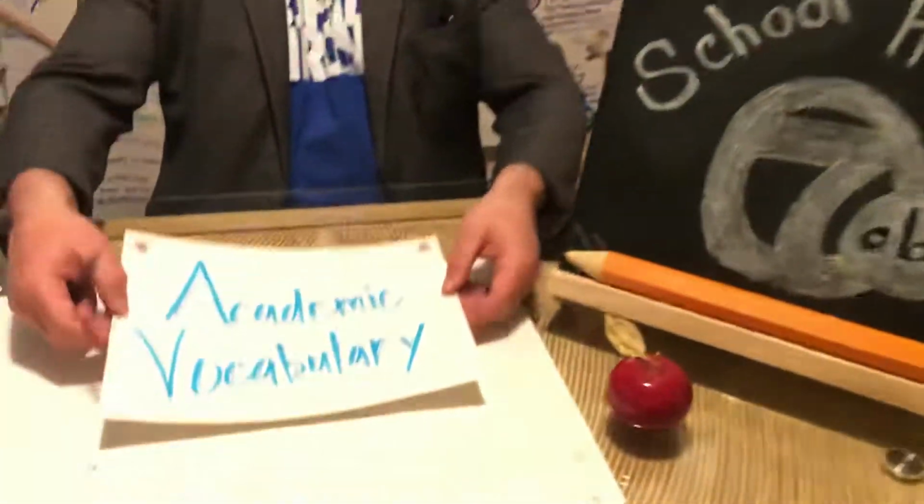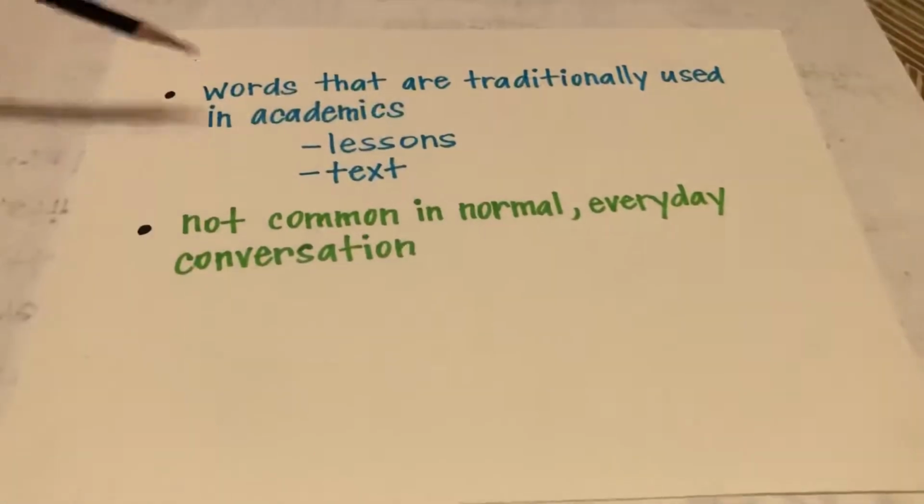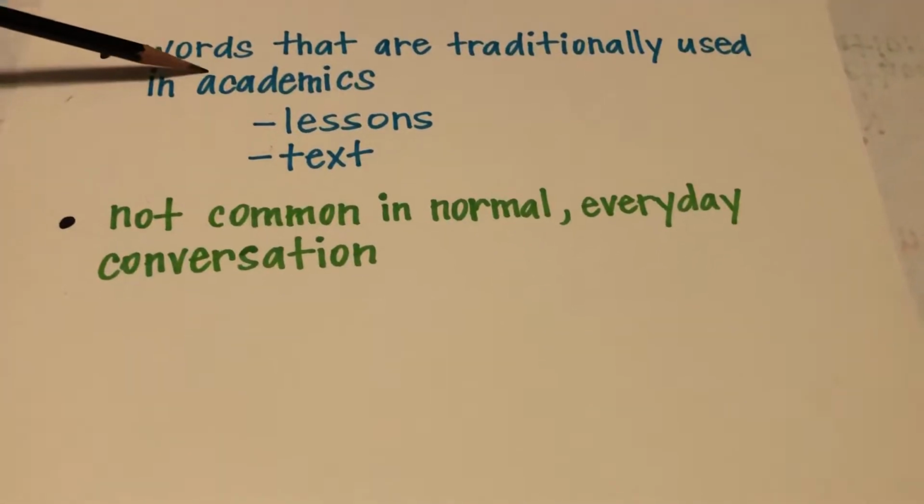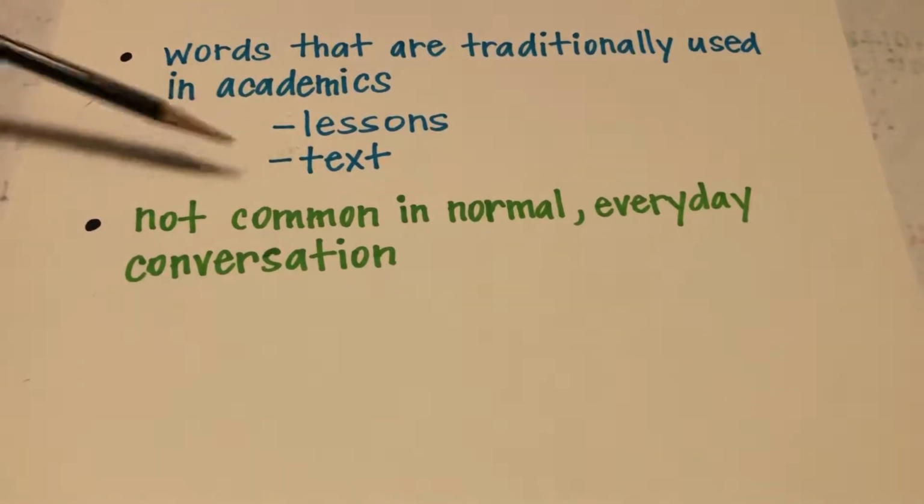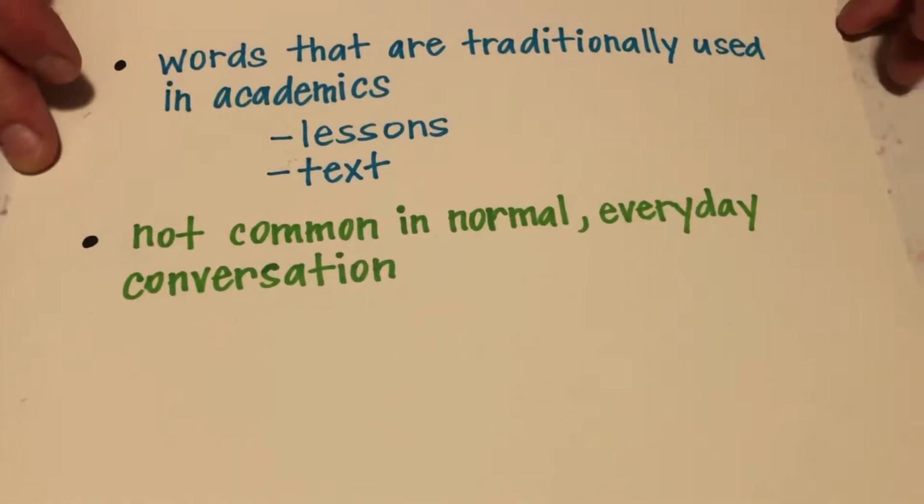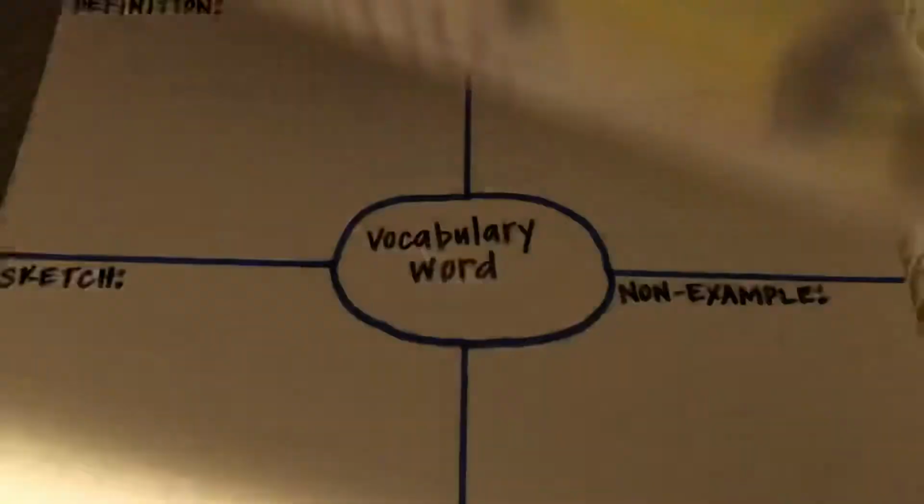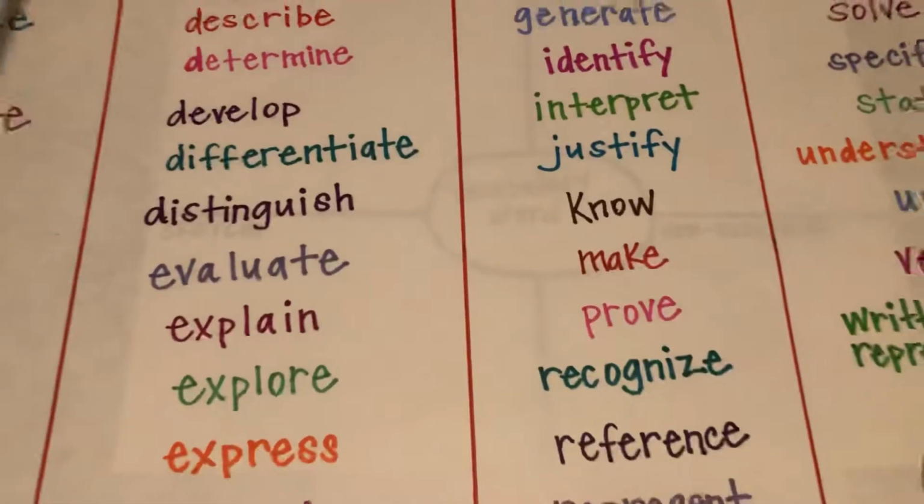All right, academic vocabulary basically means the words that are traditionally used in academics, such as in the math lessons and the math text that you're working with at home. These are words that are not common in normal everyday conversations, so when you see them, you really need to know what they mean, especially in mathematics.